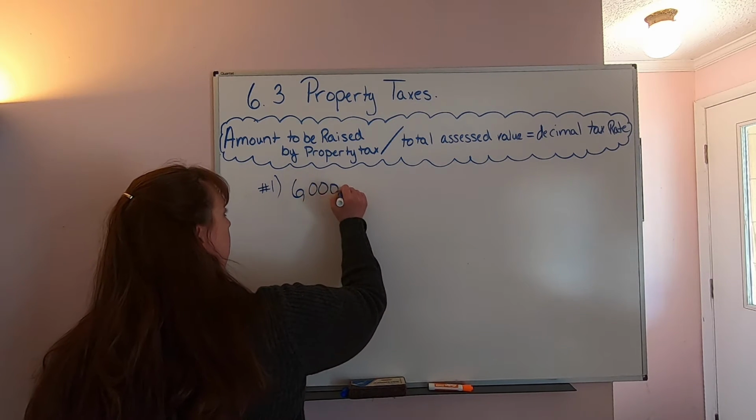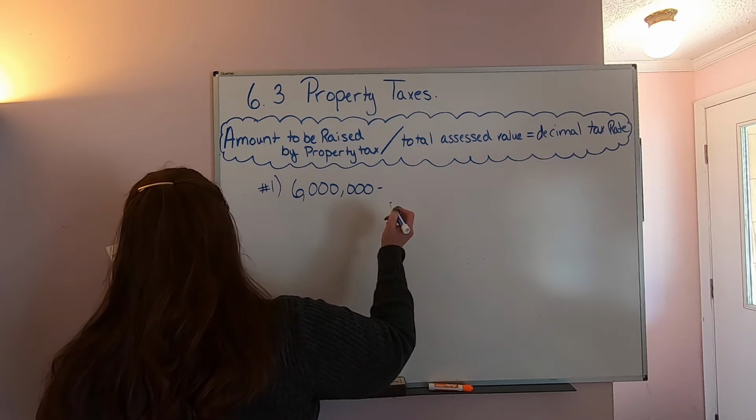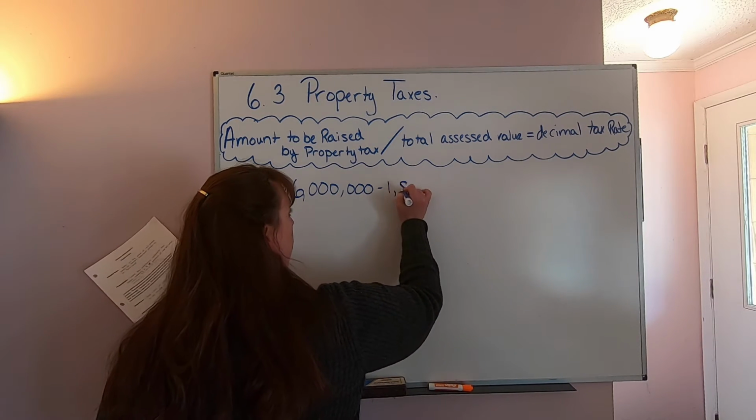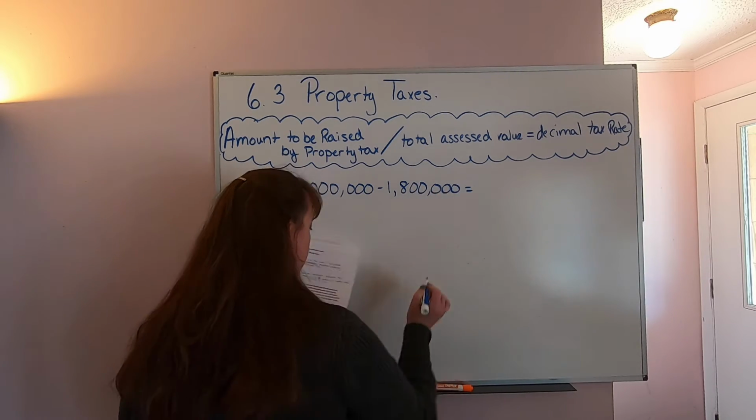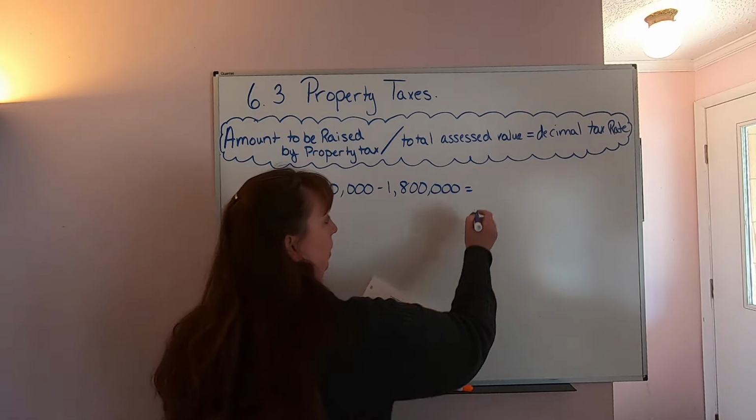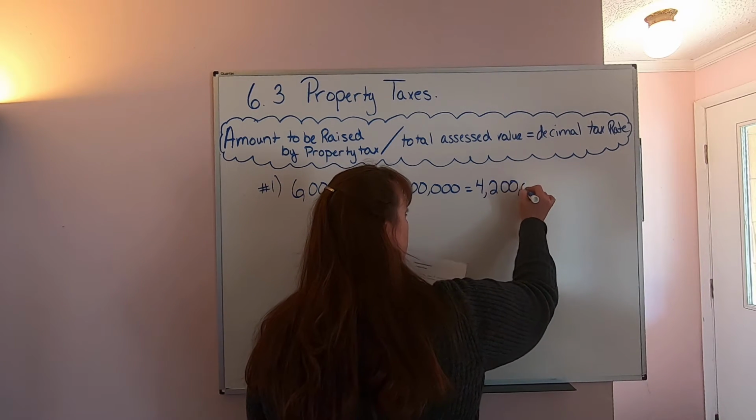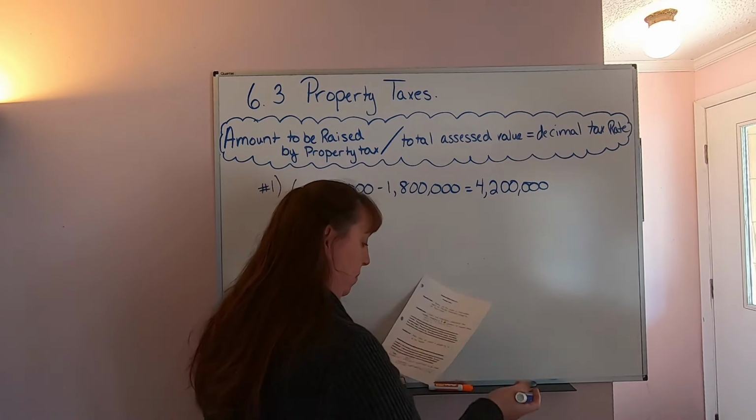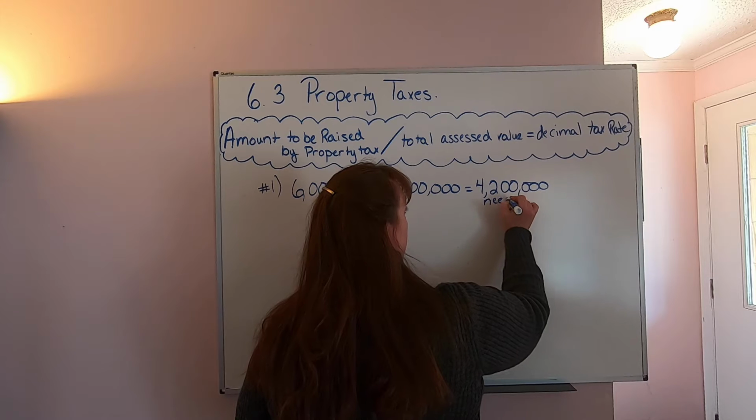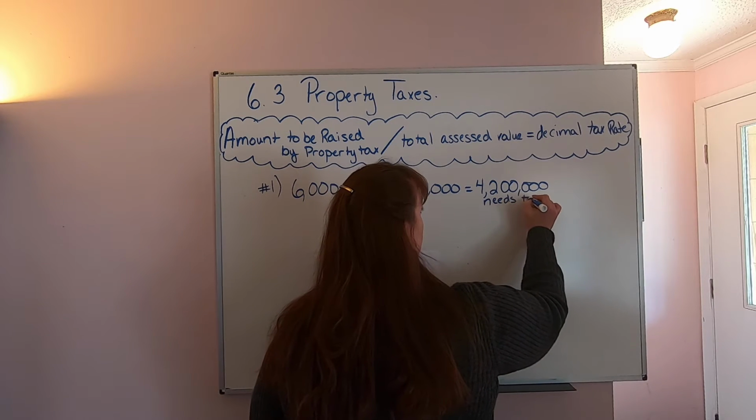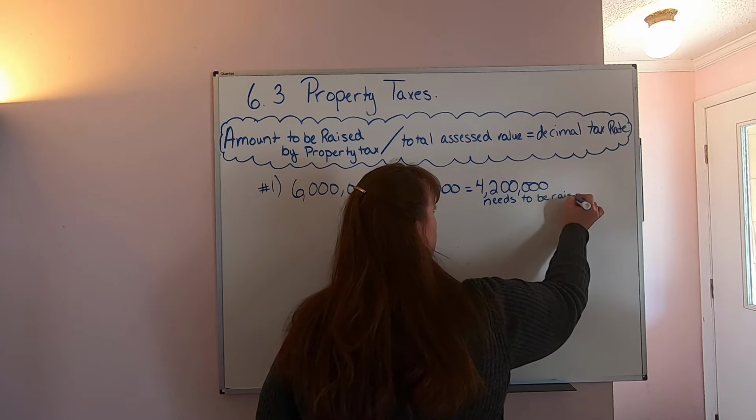So we're going to take the $6 million and we're going to subtract out the other resources, the $1,800,000. And this amount that we have, which is $4,200,000, is the amount of money that we still need to raise. So it needs to be raised. We still have that much money we need to get.